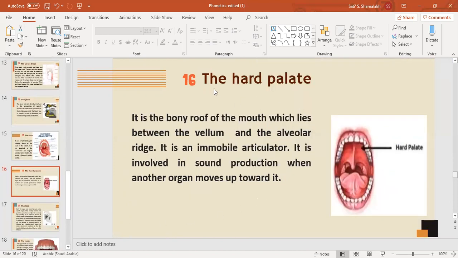Now the hard palate. In the oral cavity you find the hard palate, سقف الحلق الجامد. It is the bone roof of the mouth which lies between the velum and the alveolar ridge. It is an immobile articulator. Immobile, غير متحرك، هذا ما بيتحرك. احنا بنحرك الفك، بنحرك اللسان، بنحرك الفك الأسفل، لكن we don't move our hard palate. Okay.